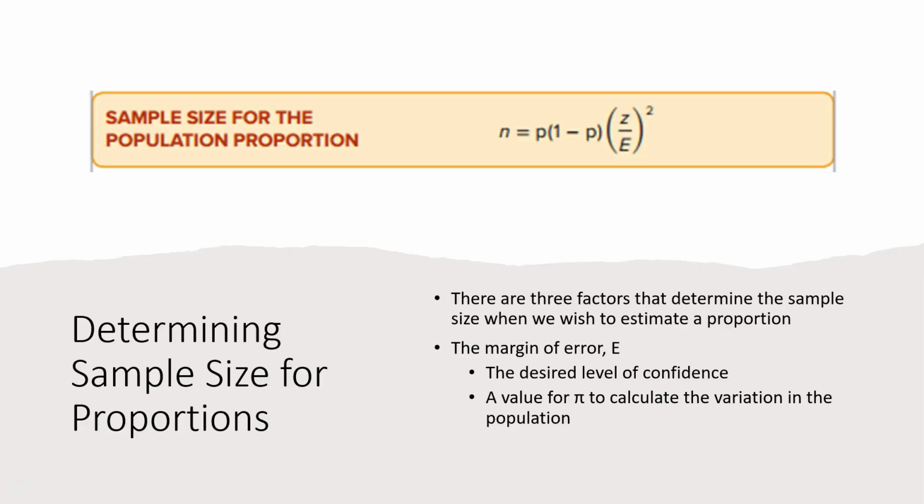If a reliable value for pi cannot be determined with a pilot study or found in a comparable study, then the value of 0.5 can be used for pi. This results in the largest possible value and will overstate the sample size. But using a larger sample size will not hurt the estimate of the population proportion.